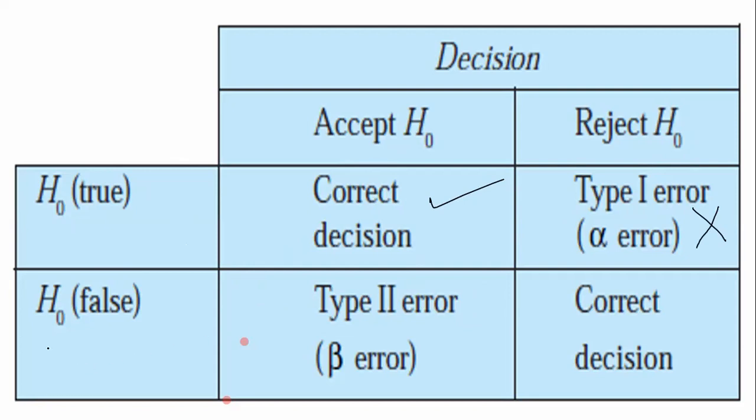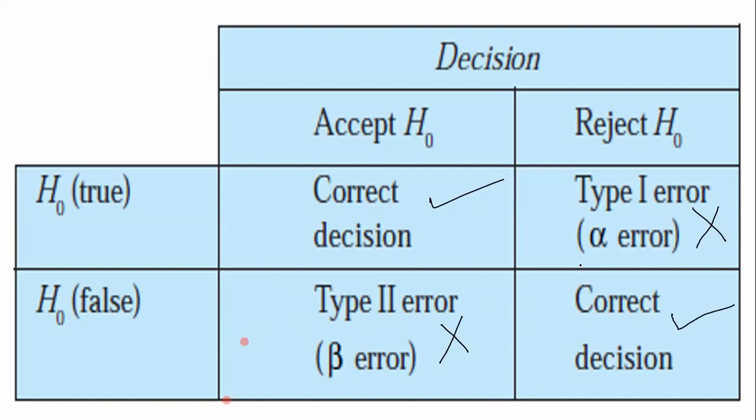The third situation is that in fact H0 is not true, means H1 is true, and on the basis of the sample we are supporting H0. That is also a wrong decision. And the fourth case is that in fact H0 is not true, means H1 is true, and on the basis of the sample we are rejecting H0, means we are supporting H1. That is also a correct decision.